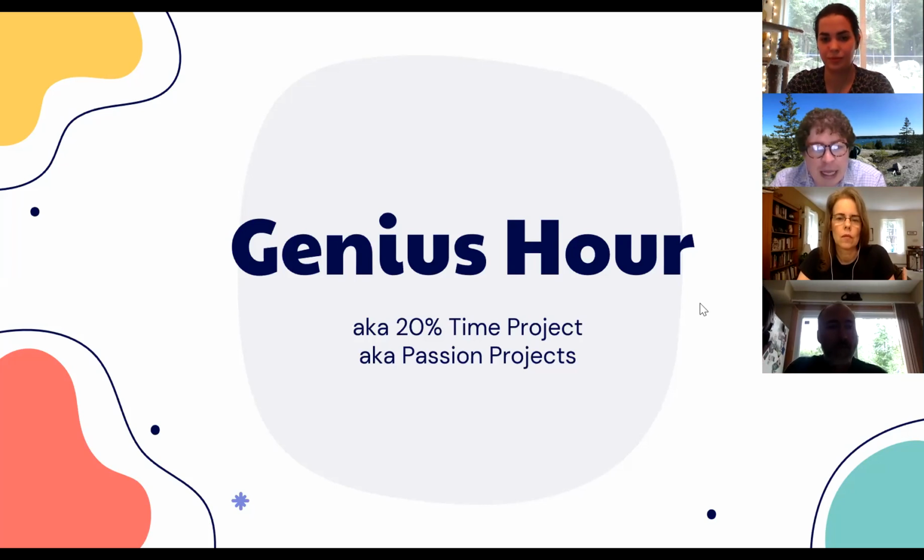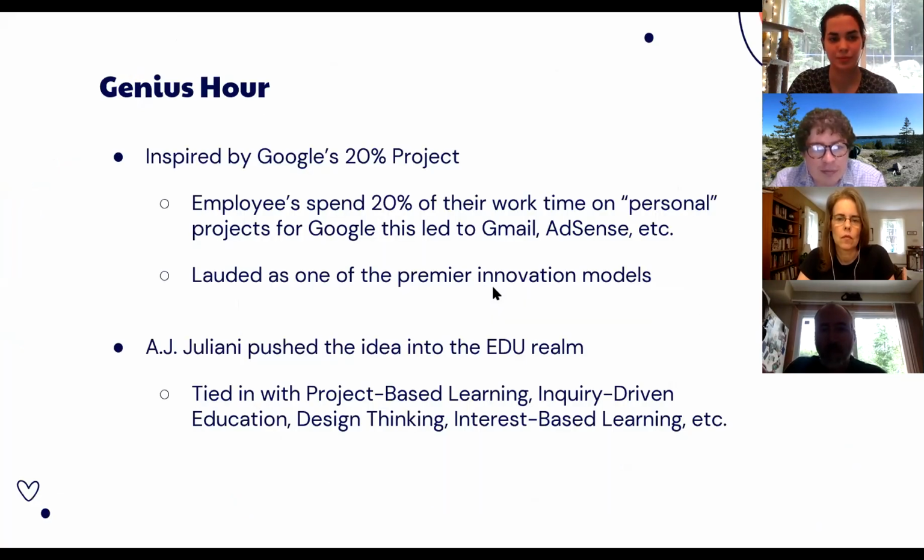So just a little backstory on Genius Hour. This was inspired by Google's 20% project. The concept is that employees at Google were able to spend 20% of their work time on projects that they were personally invested in and that they thought would be helpful to Google as a company. And the story there is that Gmail, AdSense, and some other tools and features grew out of people using this 20% time to develop different products and features.